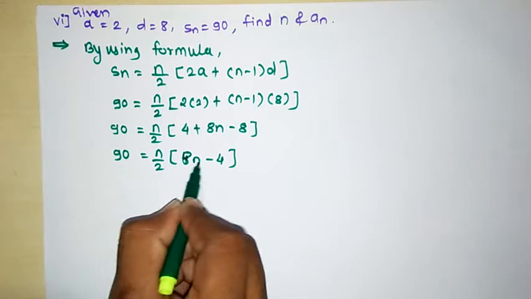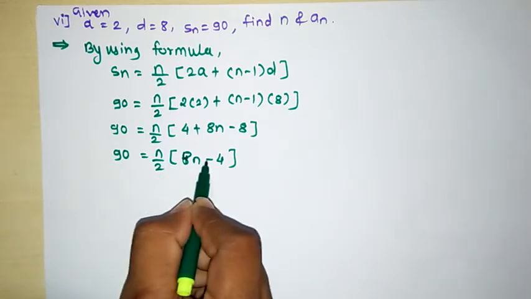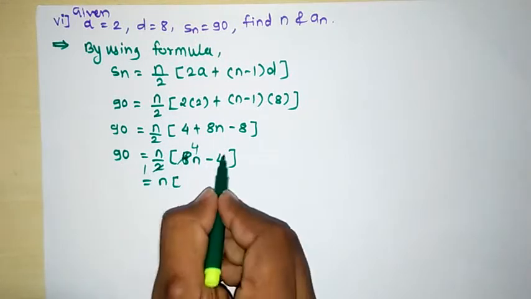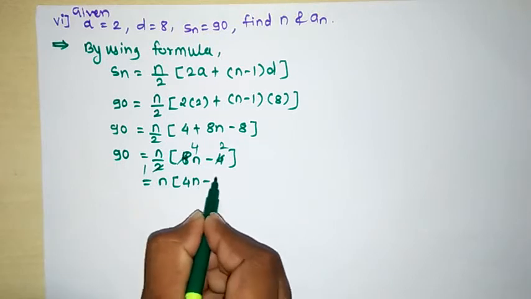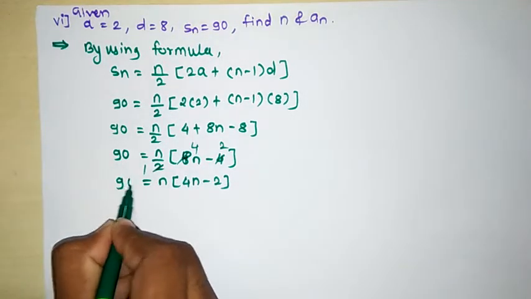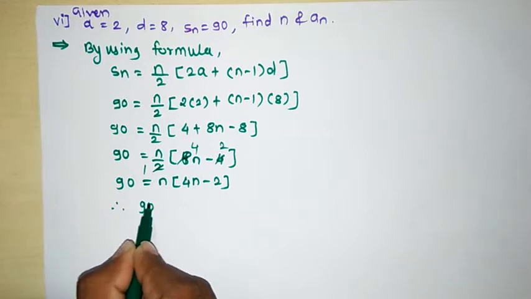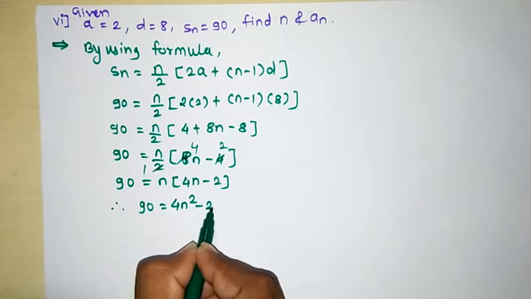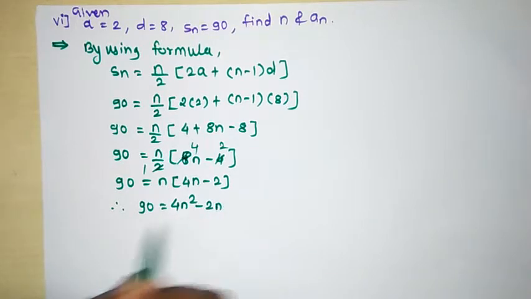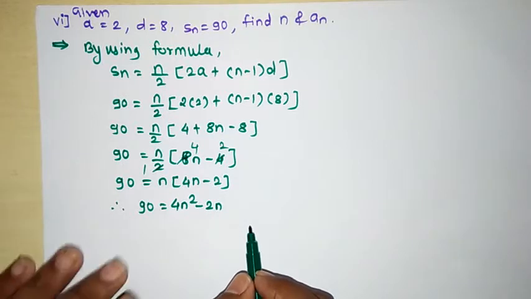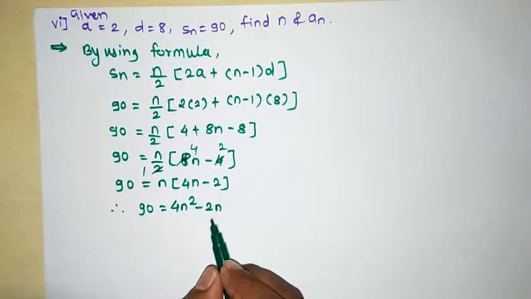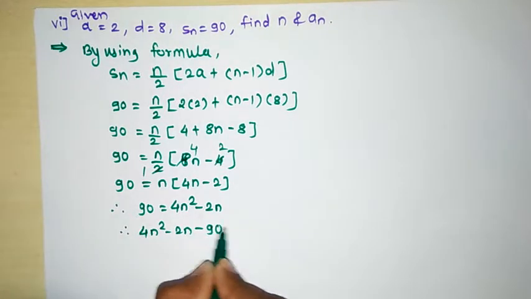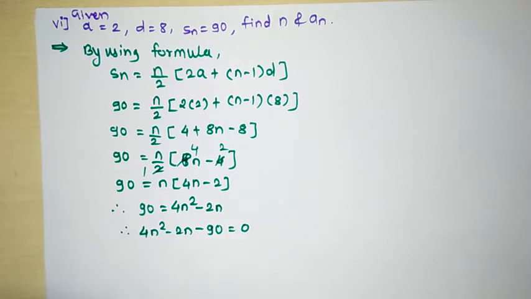Now divide the whole bracket by 2, that is n into 2, 1 time 2 is 2, 2 times 4 is 8 and 2 times 2 is 4, that is 4n minus 2 will come, which is equal to 90. Therefore 90 is equal to n into 4n, that is 4n square, n into minus 2, that is minus 2n. Now send this 90 towards the left hand side, therefore we get the equation 4n square minus 2n minus 90 is equal to 0. We got a quadratic equation.